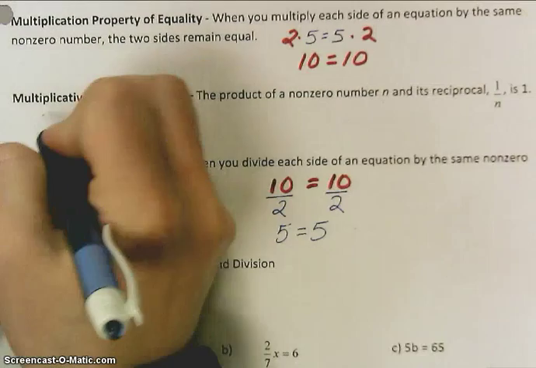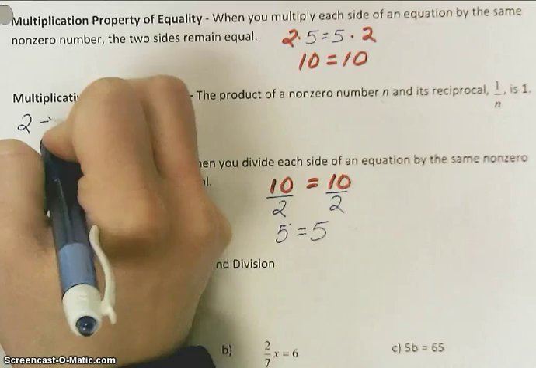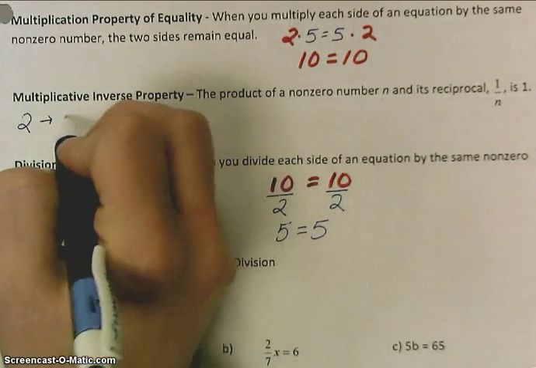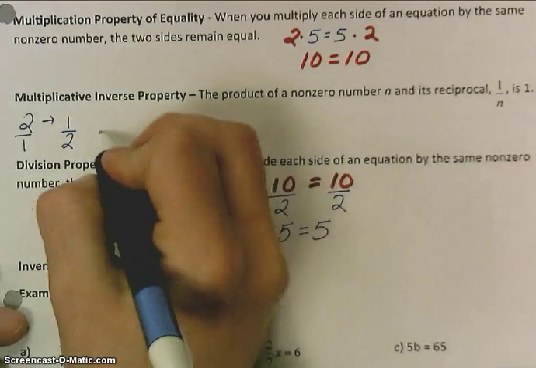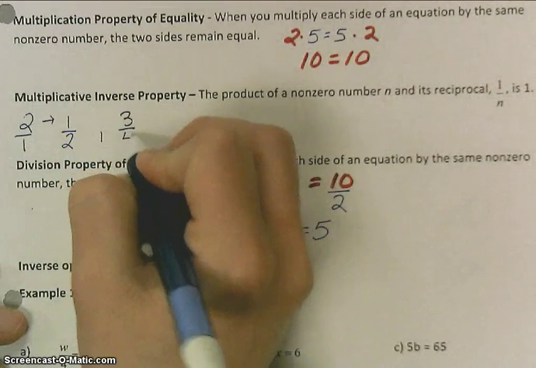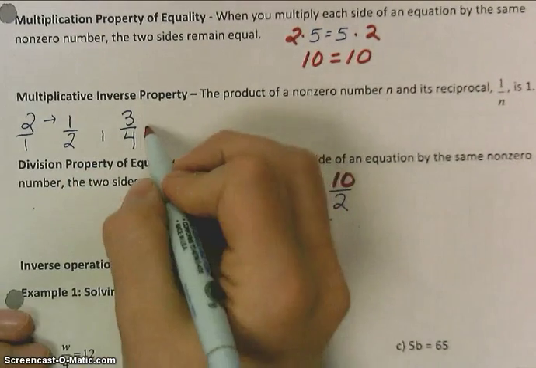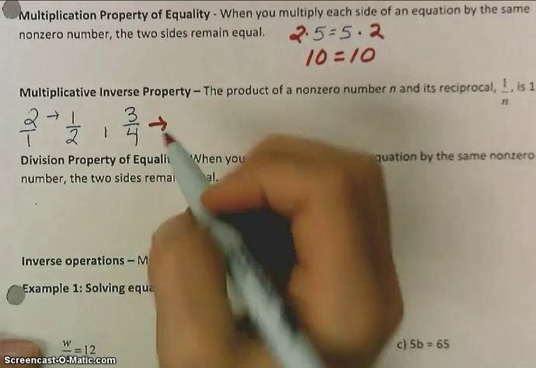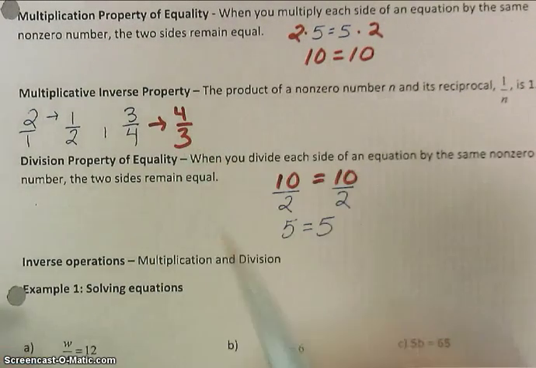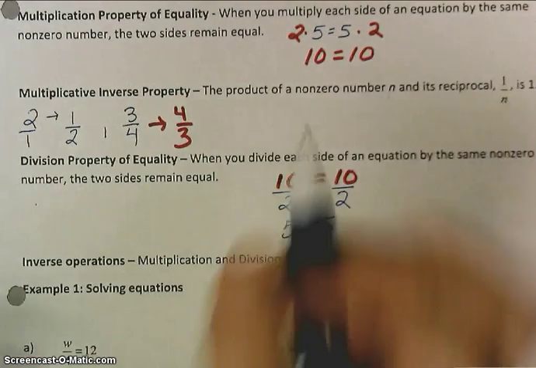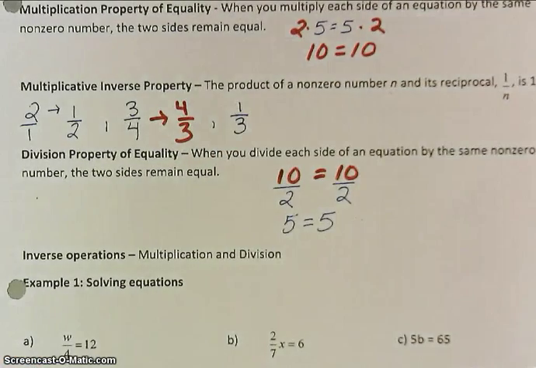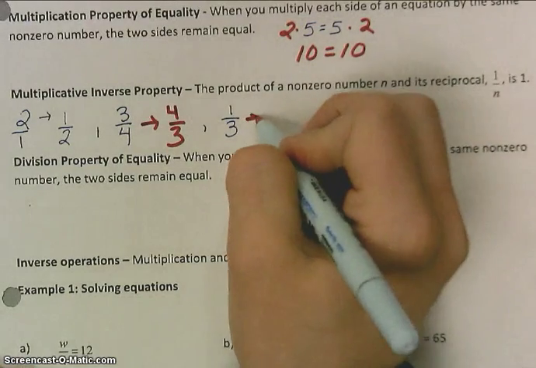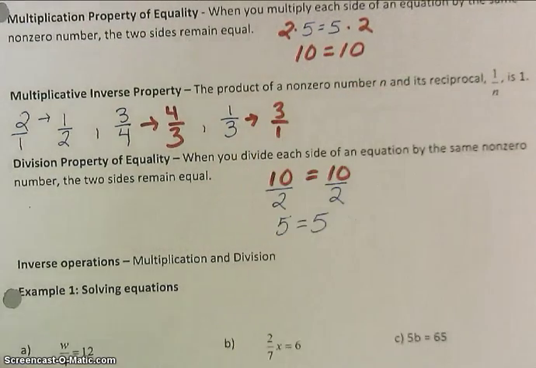If I have 2, 2's inverse is 1 over 2. All it is, is really just flipped. Let's say I have 3 over 4. 3 over 4's inverse is just it flipped, which is 4 over 3. Let's do one more example. If I have 1/3, 1/3's inverse is just 3 over 1.